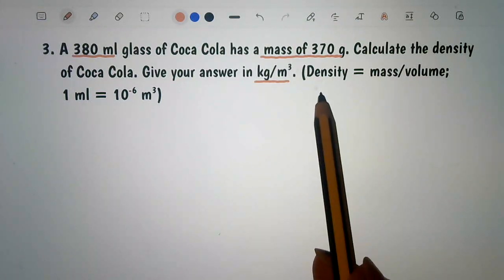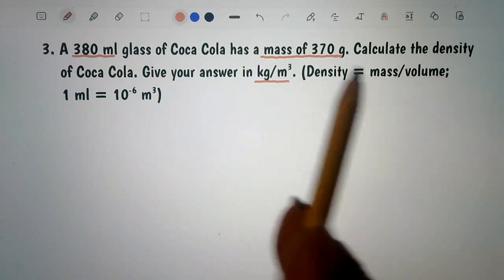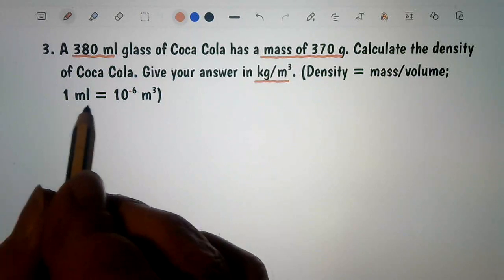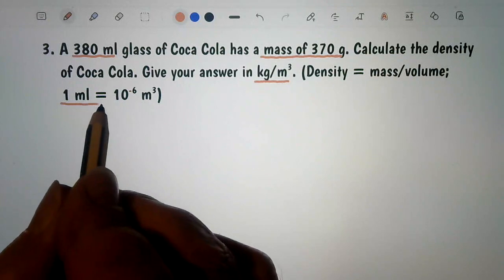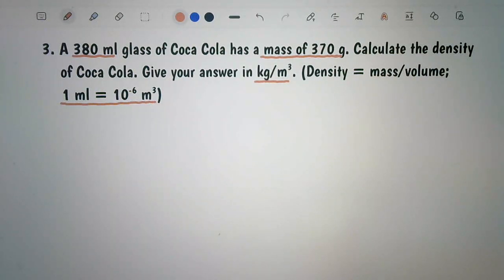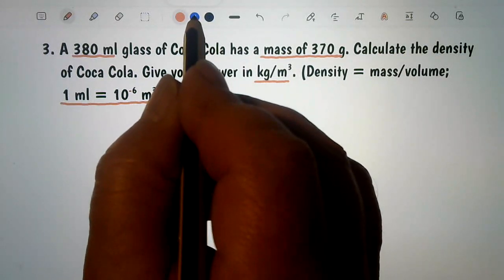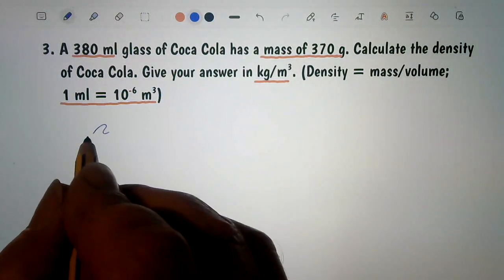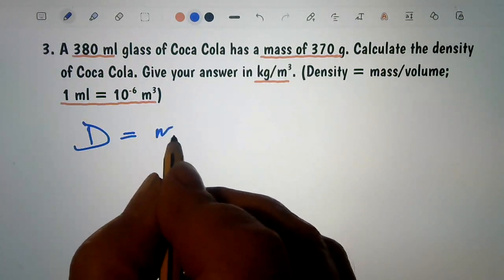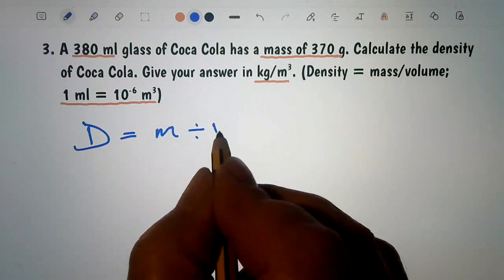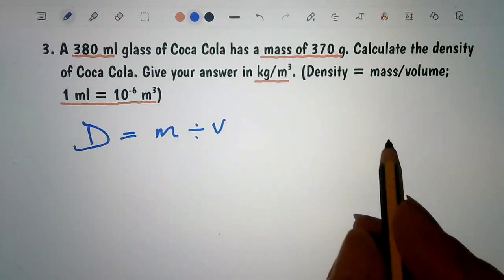Now it gives me the formula here. Density equals mass divided by volume. And it also tells me that 1 ml is 10 to the minus 6 cubic metres. So I'm going to need that information. I don't think I need to draw a diagram for this. Okay, so my formula, density, I'll call that D, equals mass divided by volume, M for mass, V for volume.